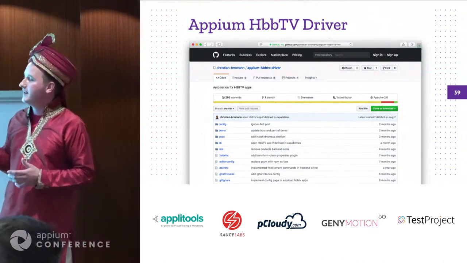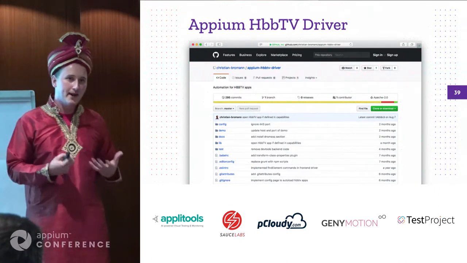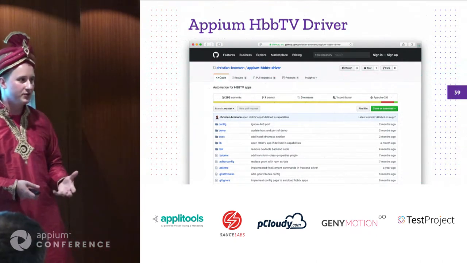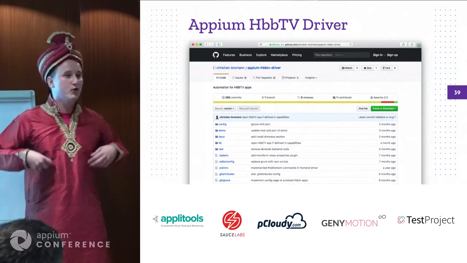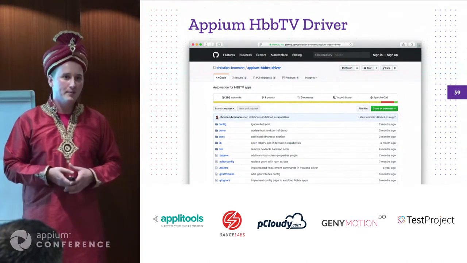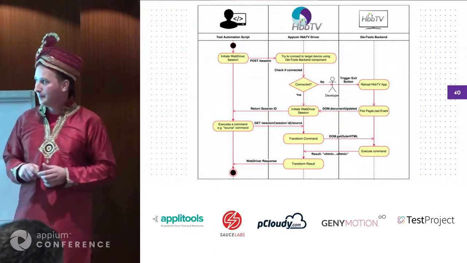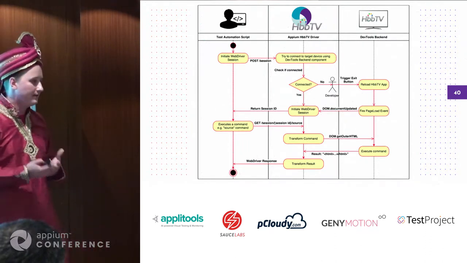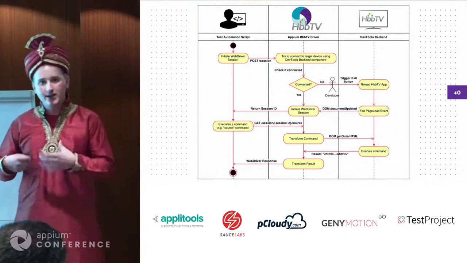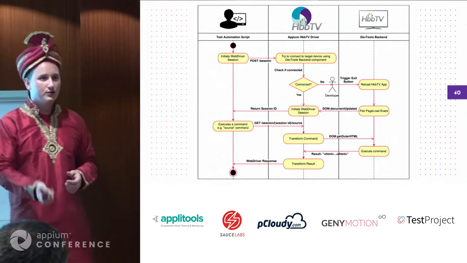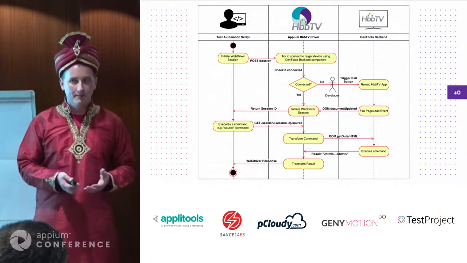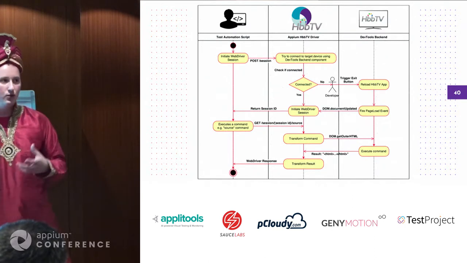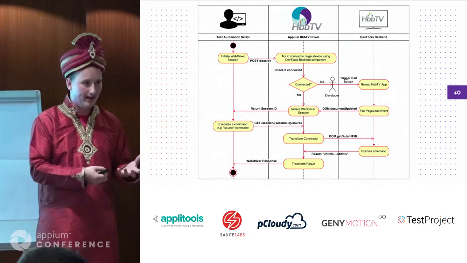So what this HbbTV driver would do is use the DevTools backend to get access to the application under test using the DevTools protocol, but provide you that access using the WebDriver specification. The way it works is, as a tester, if you want to spin up a session, the HbbTV driver would inject the script into the TV and allow you to send methods over the WebDriver protocol. Once it receives the command, it would translate the WebDriver command into the Chrome DevTools command.